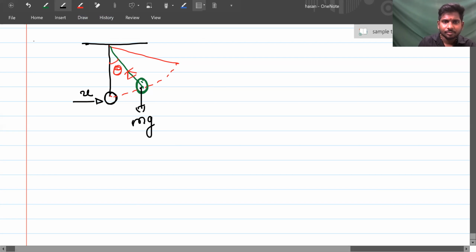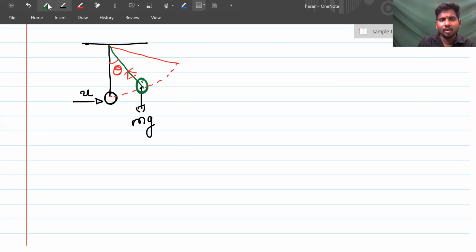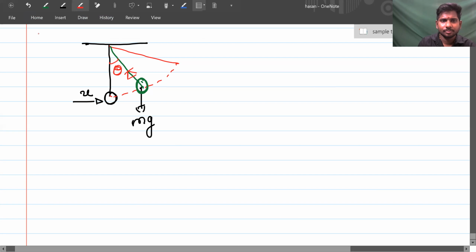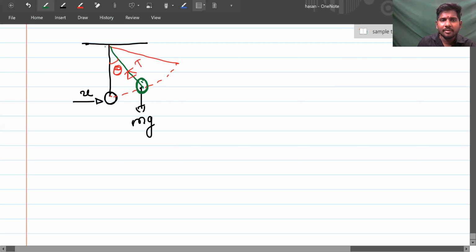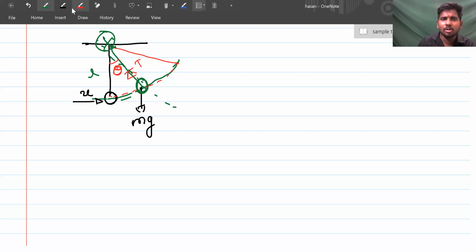These are the two forces acting on the ball of mass. But I will try to draw the force equation along this line, because centripetal force acts along this line itself, right? Because it's a part of a circle, it is moving as if it is a part of a circle. Centripetal force acts towards the center. This will be the center of this circle. This is the radius.